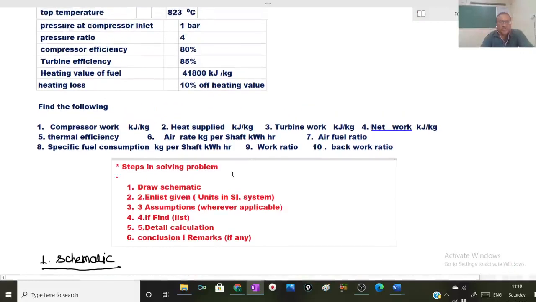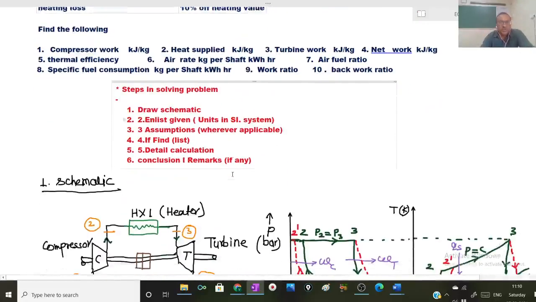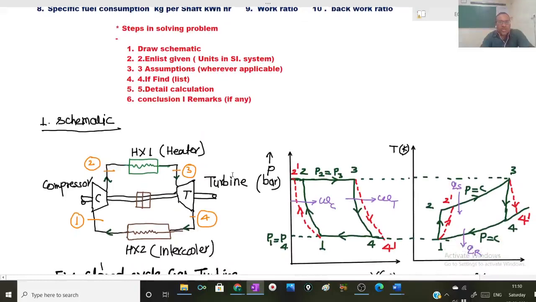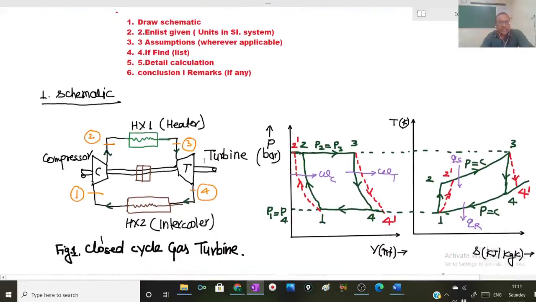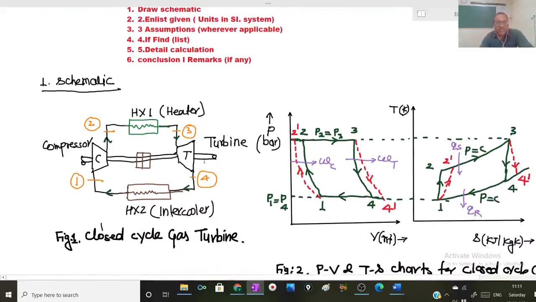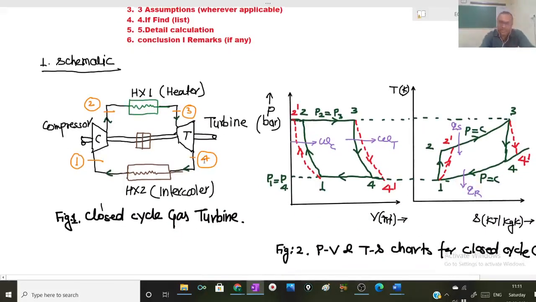So let us solve this problem. I hope all of you are there and paying attention. So as a first step, this is the schematic. So as you can see here, in figure 1, I have drawn the closed cycle gas turbine.